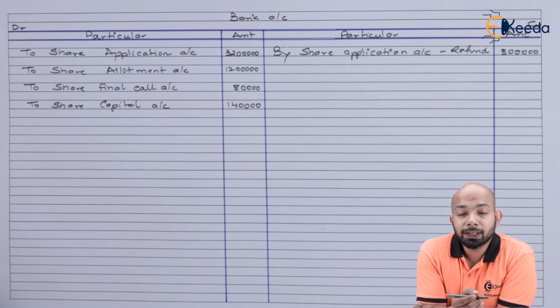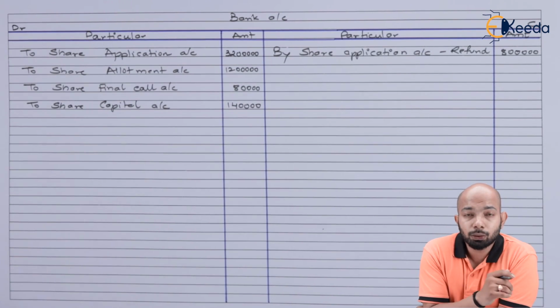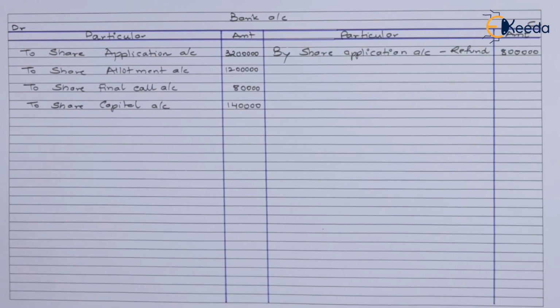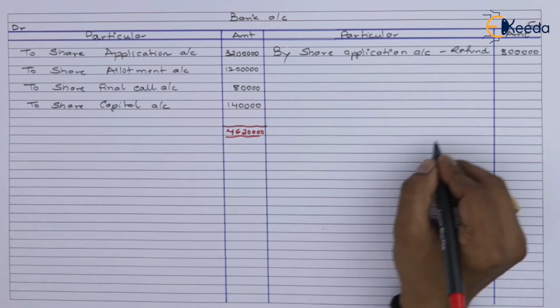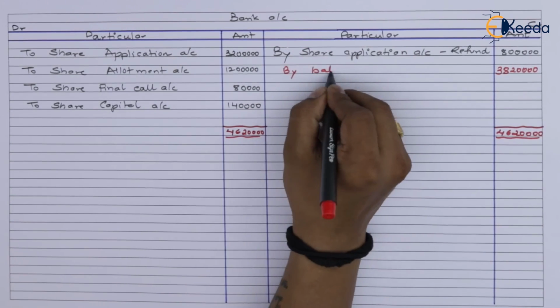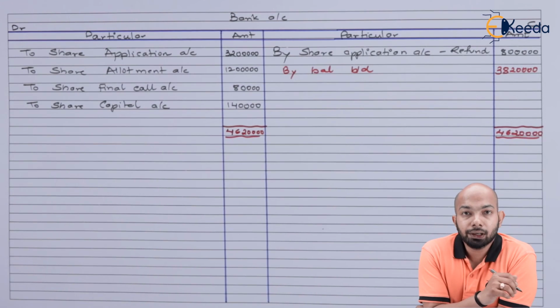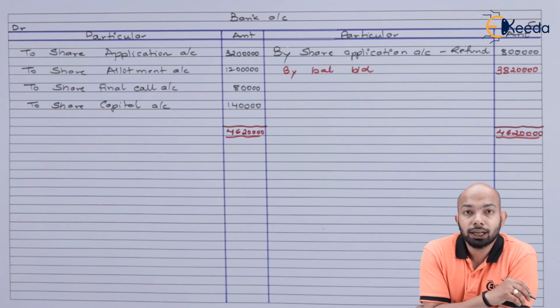Now that the bank account has been completed, we can figure out the total tally and the balancing figure in the bank account. Let's complete that now. Now that the bank account has been prepared, the next will be the share capital account. So let's start with that.